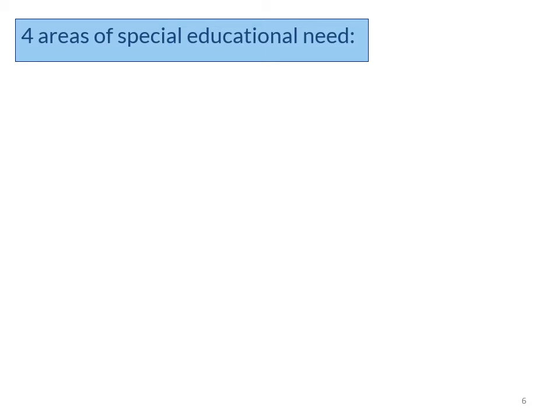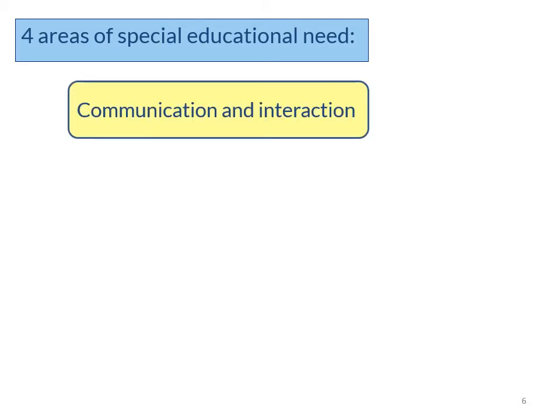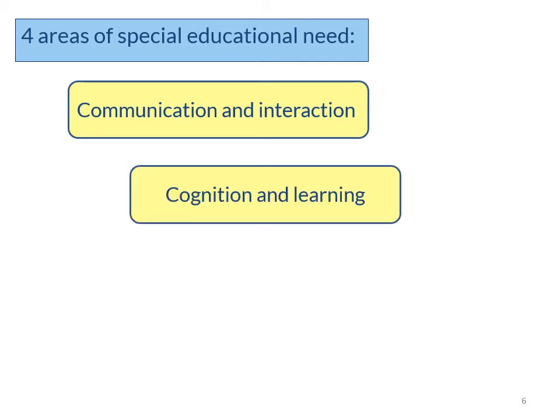There are 4 areas of special educational need. The first area, of communication and interaction, covers support for children who are struggling to say what they want to, or to understand what is being said to them, or to understand social rules of communication. The second area is cognition and learning, and examples of support in this area might be a reading or spelling intervention, or perhaps the use of a recording device for a pupil with specific learning difficulties.